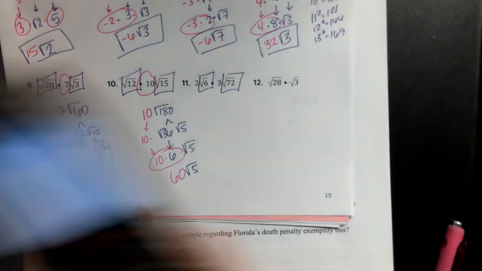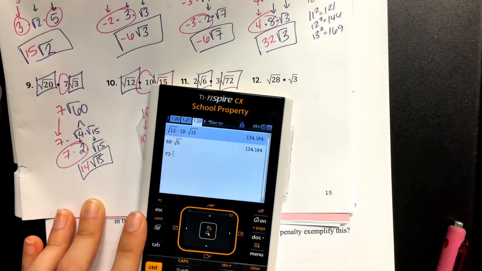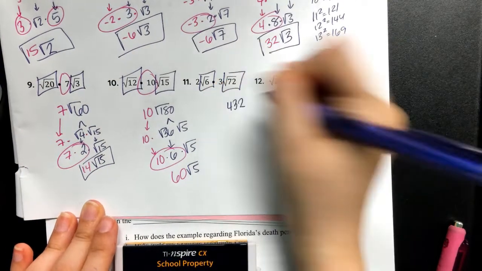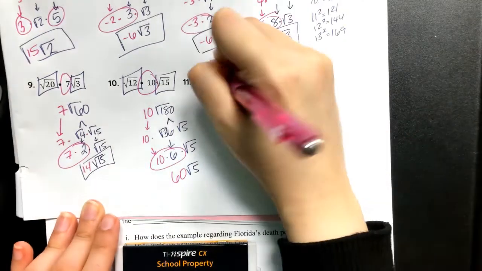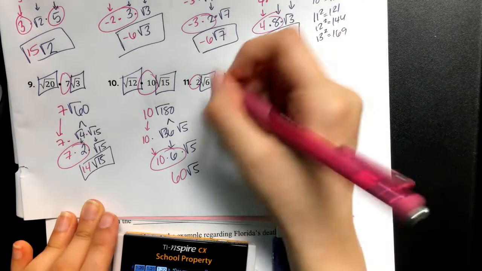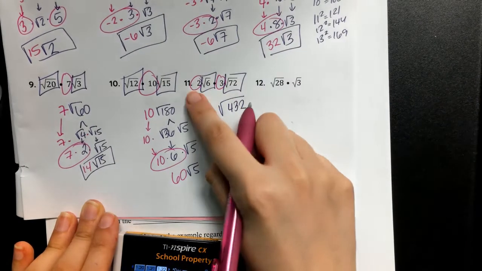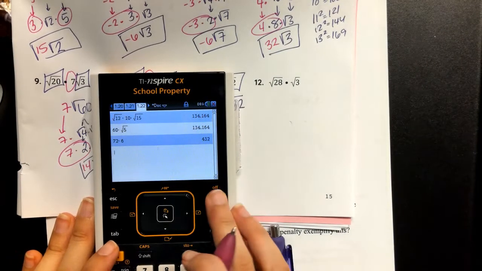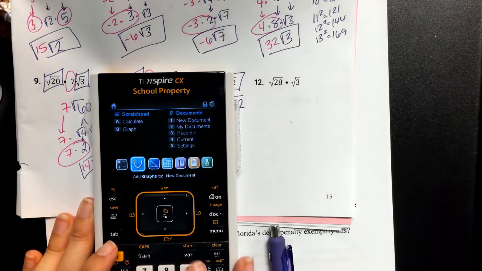So we have 72 times 6, which is 432. And then, oops, almost forgot my square root. 3 times 2, which is 6, because these are the 2 whole numbers. Ooh, this one's going to be a lot of factors. It's quite a big number.